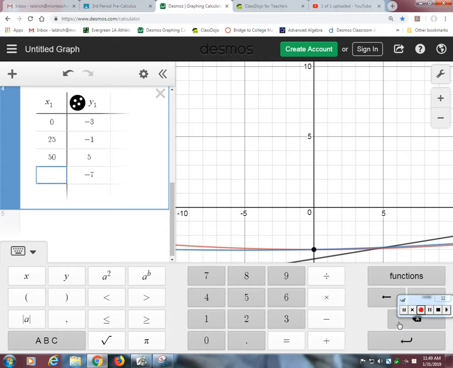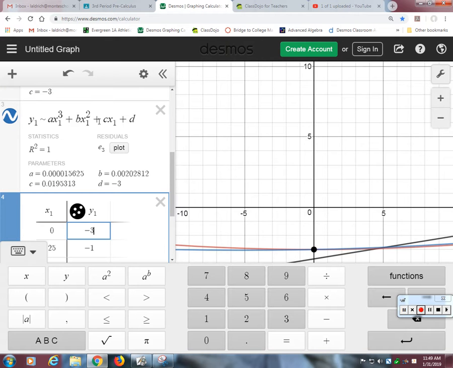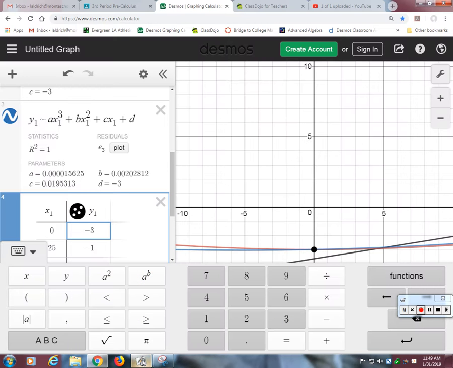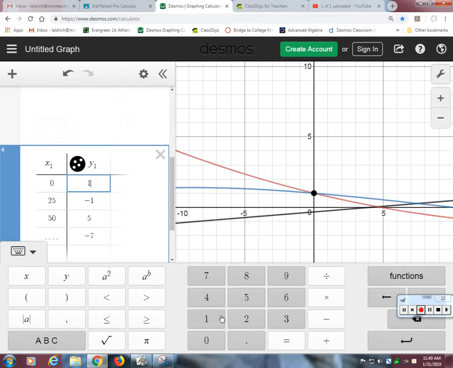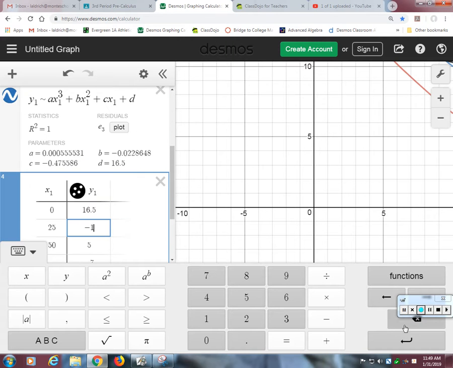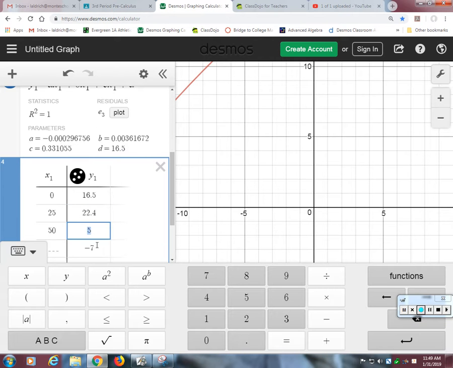Okay, then in 1955, the amount of milk produced in Wisconsin was 16.5 billion pounds. 22.4, thank you. I don't know, isn't that weird? I would have thought gallons. But maybe they just weigh the cows before they milk them and weigh them after. I don't know. What was it for 22.9? Thank you, David.